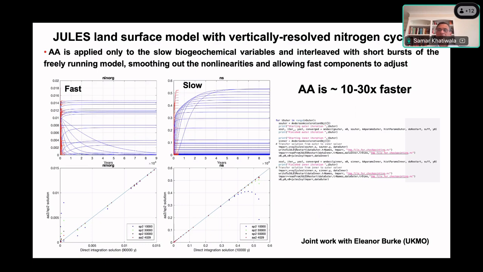And it's quite easy to set up this kind of workflow with the code. This is the actual complete code that we use to have this type of iterative method, where you essentially spin up the slow biogeochemistry, and then we interleave that with a freely evolving run of the model. We just go back and forth between the two, to allow the physical model to catch up, essentially, with the biogeochemistry.